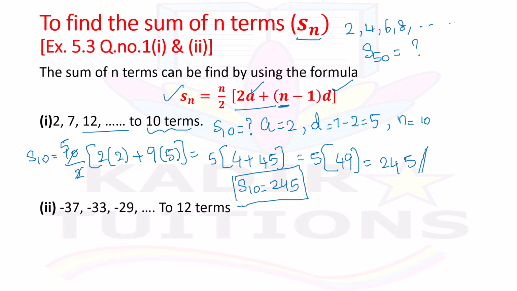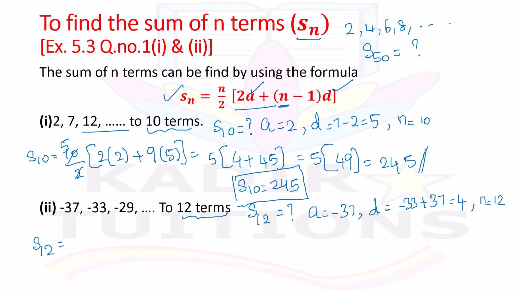So the series is minus 37, comma, minus 33, comma, minus 29. So you need to find what? We have to find S12. So till 12 terms, we need to find the summation. What is A over here? It's minus 37. And what is d over here? It's minus 33, minus of minus 37 will become plus 37. So d is equal to 4. And what about n over here? It's nothing but 12, because we need to find the summation till the 12th term.